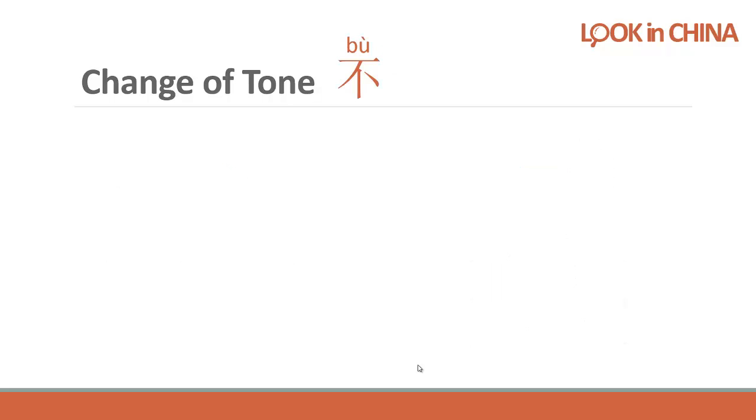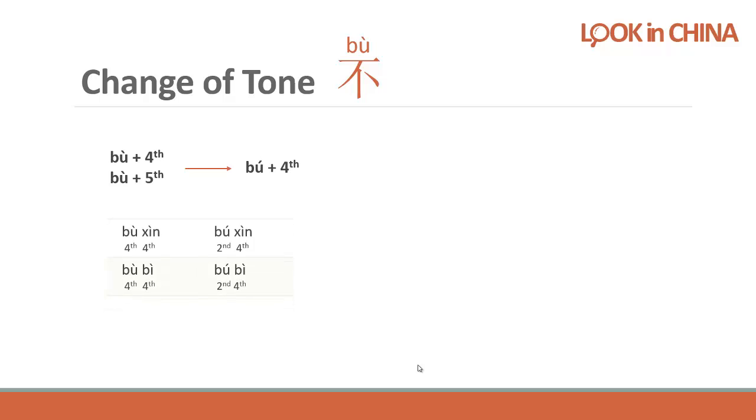Now we're going to learn the tone change rule for bu, which means not or no. And like yi, its tone changes depending on the other tones that it's paired with. So bu normally is a fourth tone. But when it directly precedes another fourth tone, then bu takes on the second tone.